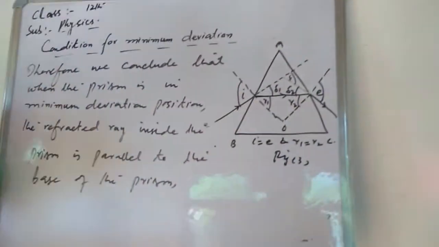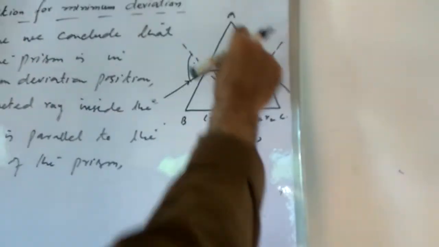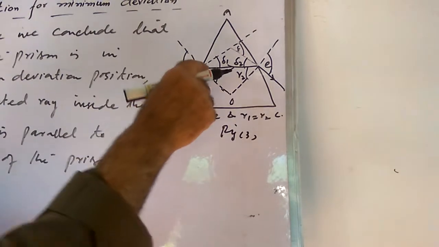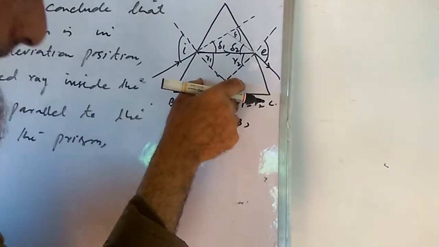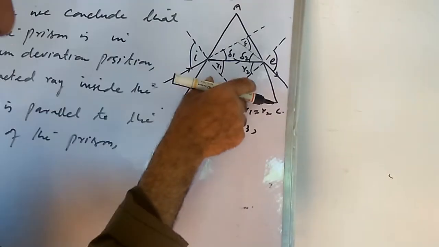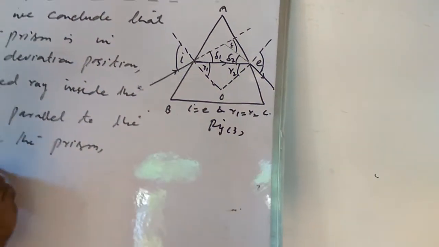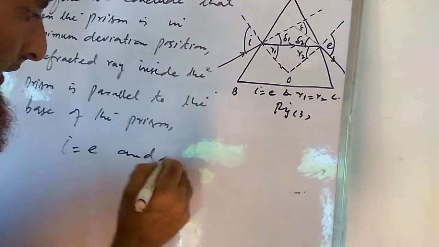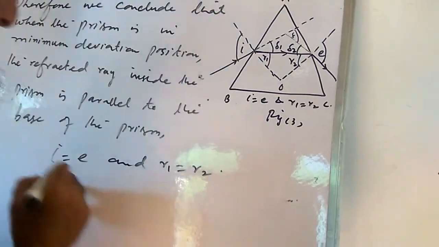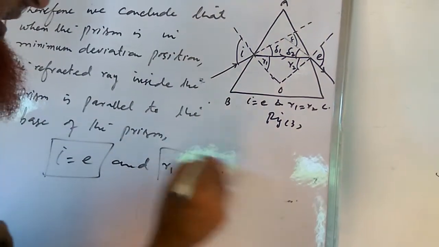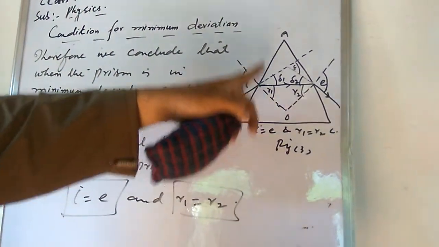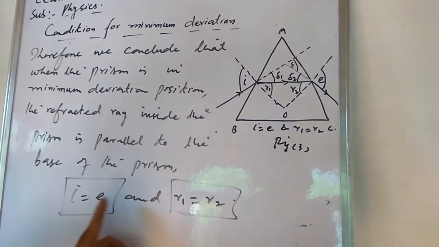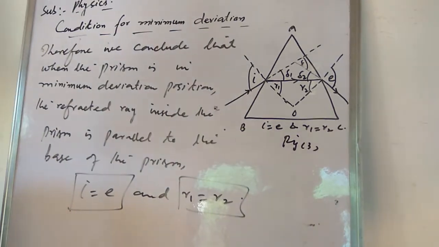That means when the prism is in the minimum deviation position, this refracted ray inside the prism is parallel to the base of the prism, and when the refracted ray is parallel to the base of the prism, we have I is equal to E and R1 is equal to R2. This is the condition for the minimum deviation position. That means in the minimum deviation position, I is equal to E and R1 is equal to R2. Thank you.